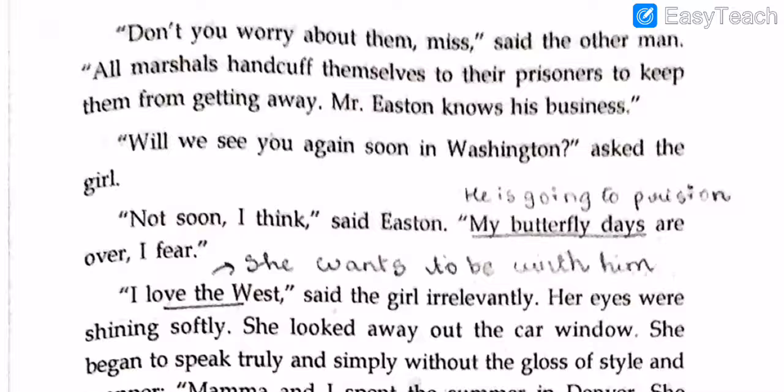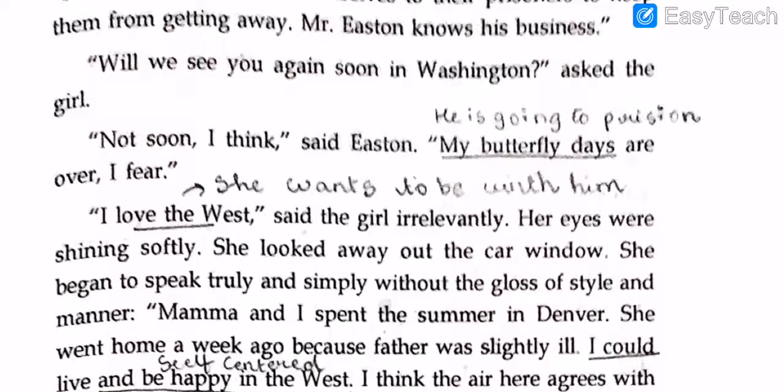"So, will we see you again soon in Washington?" asked the girl. So the girl wants to meet Mr. Easton again. So underline this line and write over there. Whatever I'm saying, make sure you always write everything down, because these little pointers will help you in your final examination or your post test or your unit test, whatever it is. All right. "So will we see you again soon in Washington?" Again, underline it and write over there: Miss Fairchild wishes to meet Mr. Easton again. "Not soon, I think," said Easton.